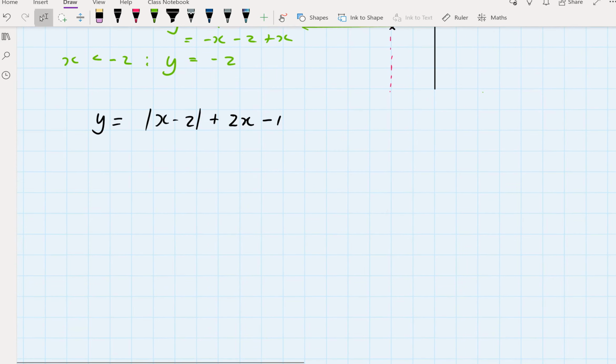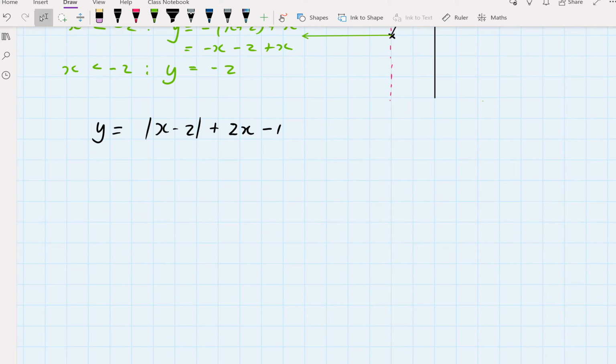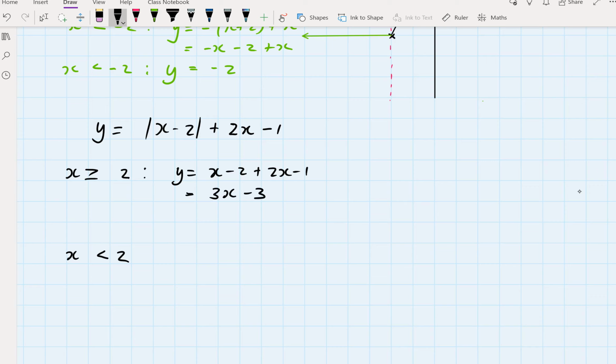Once again, like we did with the previous time, we need to consider the critical value. The critical value in this particular problem is going to be what happens when x is greater than 2 and what happens when x is less than 2. Well, when x is greater than 2, that modulus bracket's going to be positive. So I can simply rewrite it as y is equal to x minus 2 plus 2x minus 1. We tidy all of that up, and I get 3x minus 3. So there's my graph when x is greater than 2.